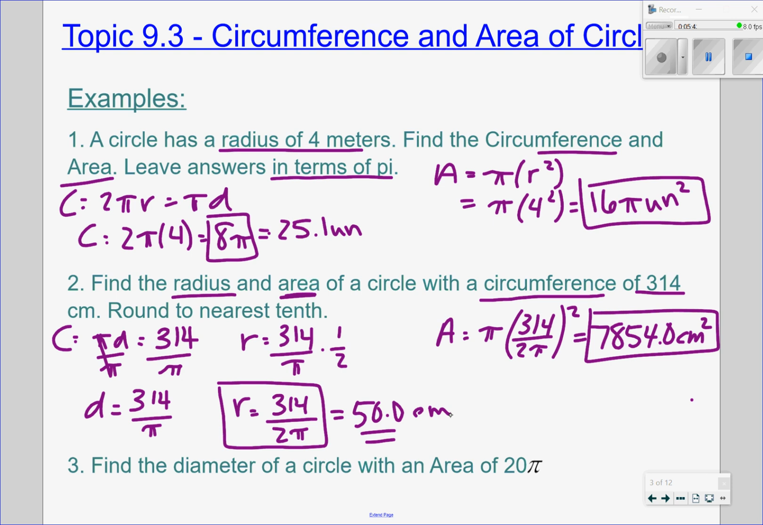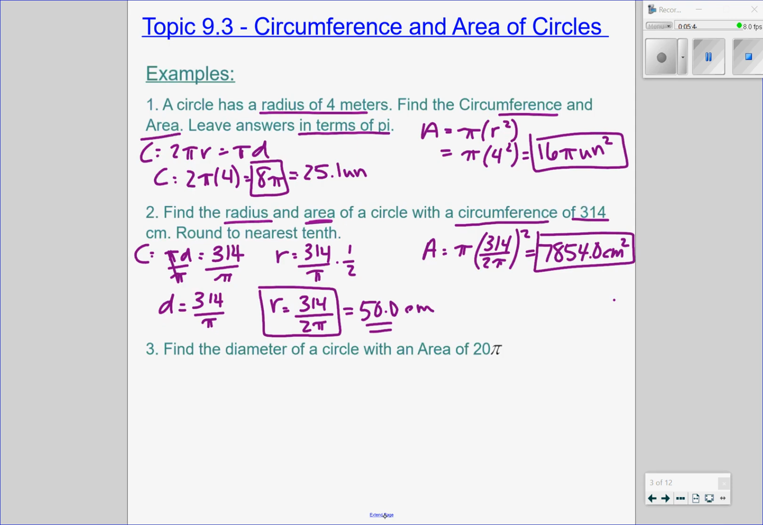Okay, number 3, working backwards again, says find the diameter with an area of 20 pi. Well, we know area is equal to pi r squared, which is equal to 20 pi. So if I want to find the diameter, I need to solve for the radius and then multiply it by 2. So first I'm going to start by dividing by pi, or for those of you who were noticing, the pi's are going to cancel on both sides anyway. So we'll have a radius squared equals 20.